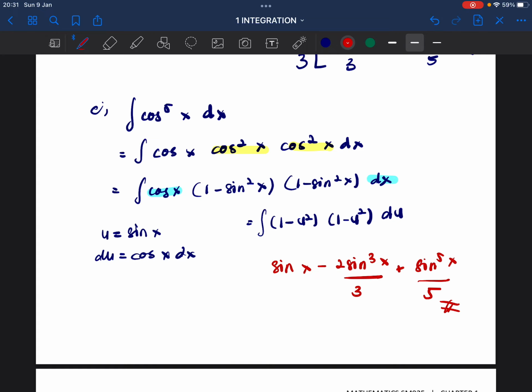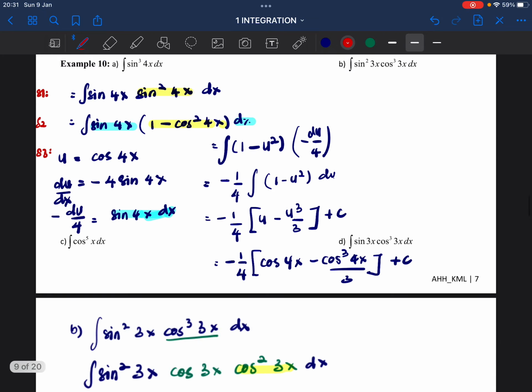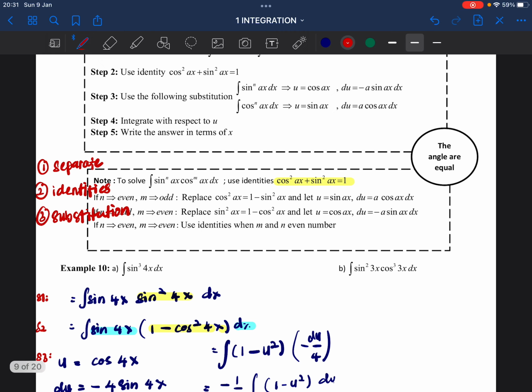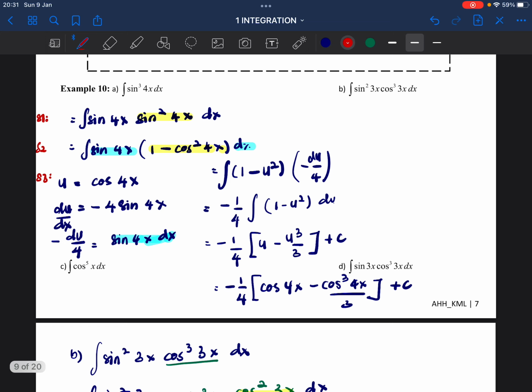Okay, so that's it for integration by substitution for solving trigonometric function. Okay, for question D, boleh cuba buat sendiri. Okay, you can do it by yourself. Okay, this is very straightforward sebenarnya. Okay, sebenarnya for question D ni, kita boleh skip step yang separate tu because we only have sine 3x cos cube 3x. Okay, you already have single sine 3x dx. Okay, just use substitution. Straight away use substitution.